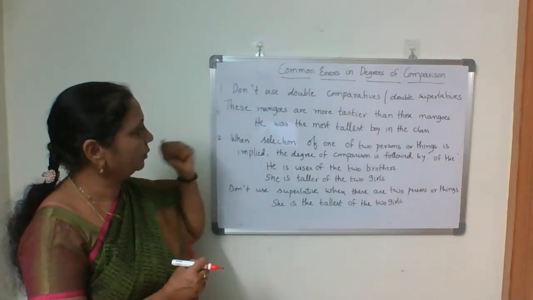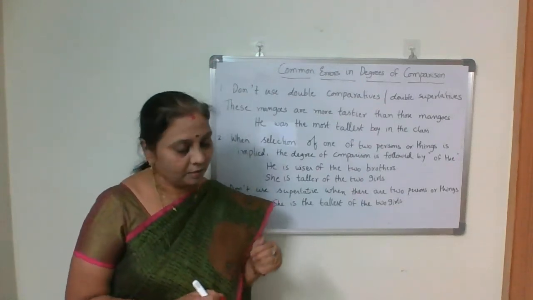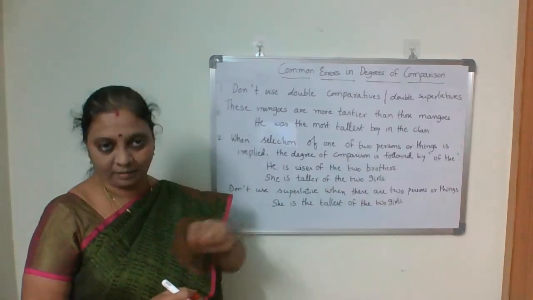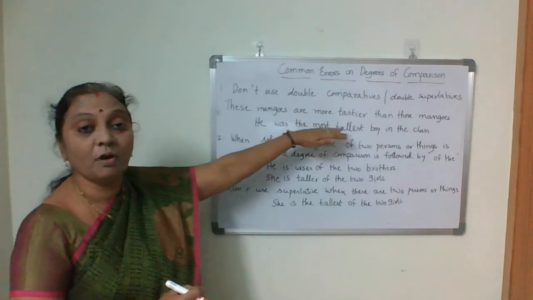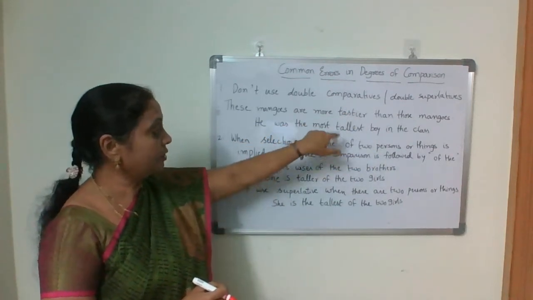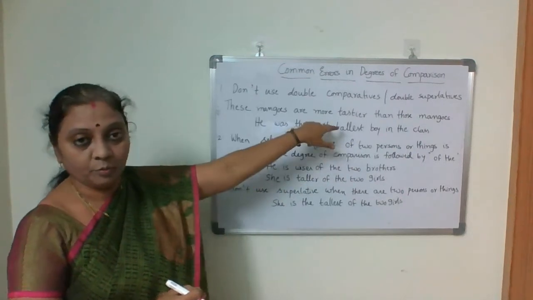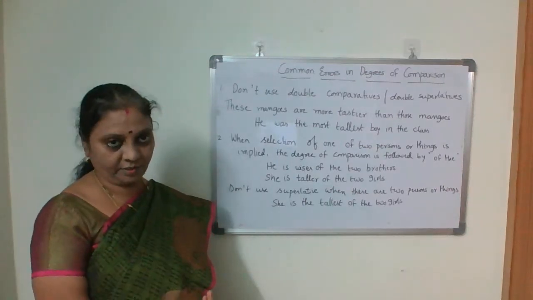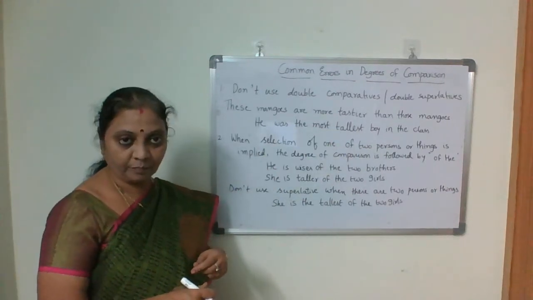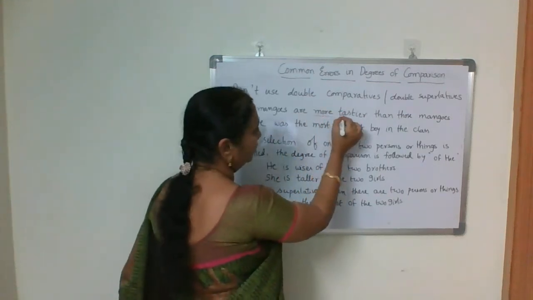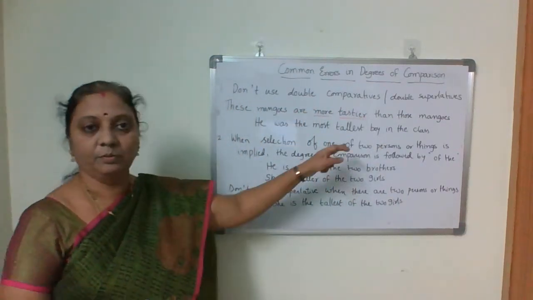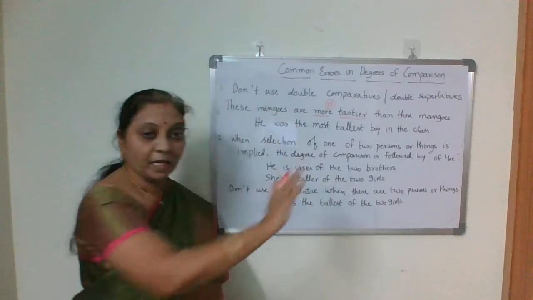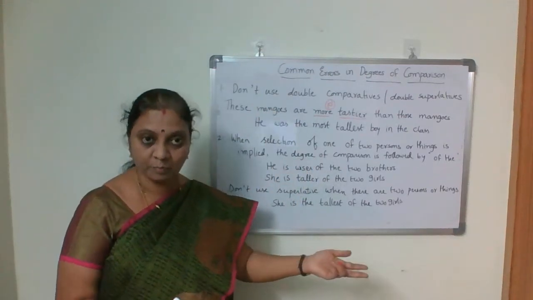Okay. Are you ready? The first one is, don't use double comparatives or double superlatives in a sentence. Okay. If a sentence is there, you should not use two comparatives. Double means two. Two comparatives or two superlatives. Look at this example. These mangoes are more tastier than those mangoes. Okay, more tastier, two words, isn't it? Comparatives. So that is wrong. You should use only, these mangoes are tastier than those mangoes.